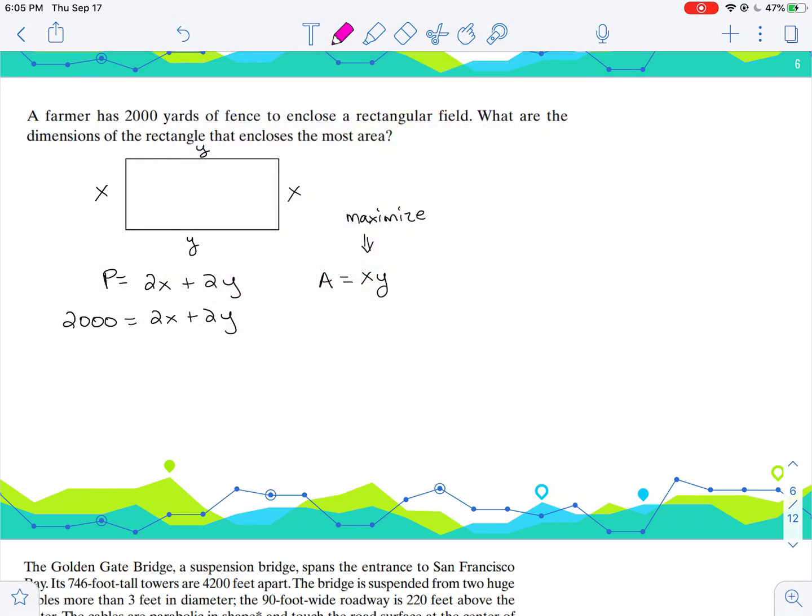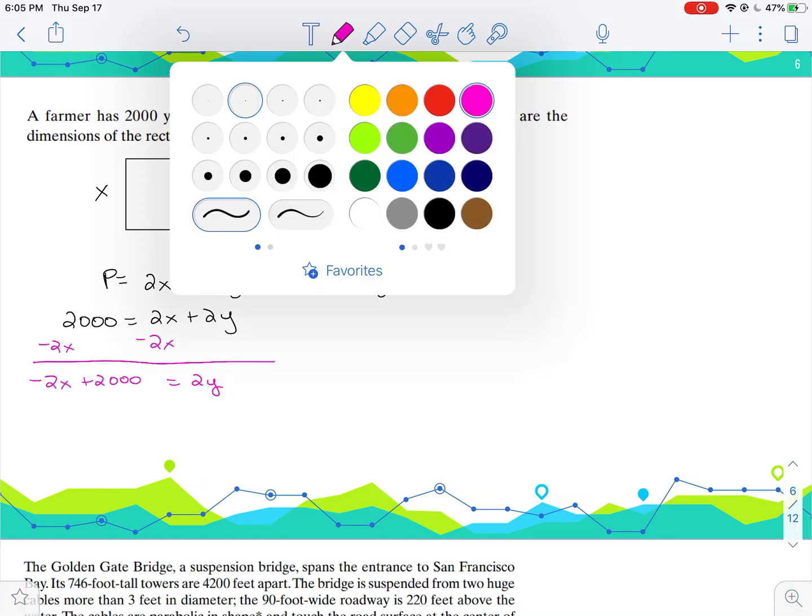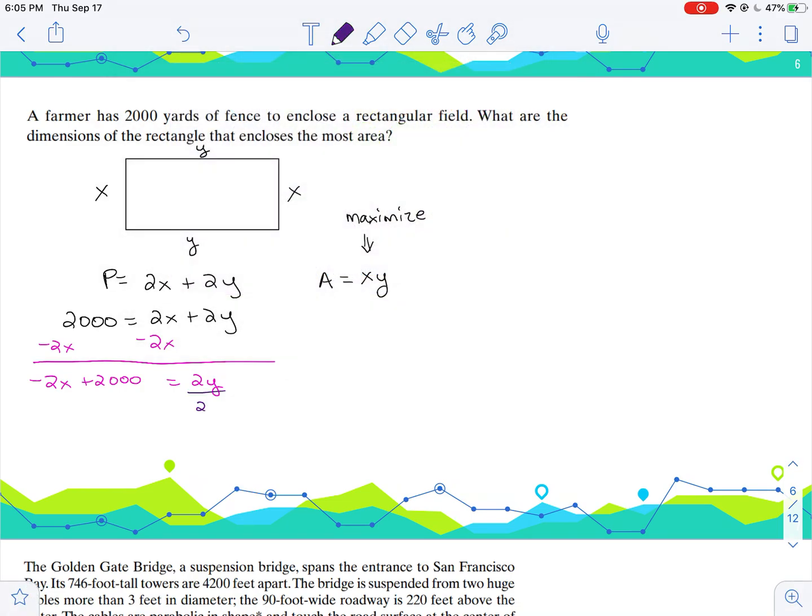Well, I have two equations right now, and they both have an x and a y in them. So I'm going to take that first equation and solve it for either x or y. I'm going to solve it for y because that's what we normally do. So I'm going to subtract 2x from both sides, and I have negative 2x plus 2,000 equals 2y. And then I'm going to divide both sides by 2. And so now I have negative x plus 1,000 is y.